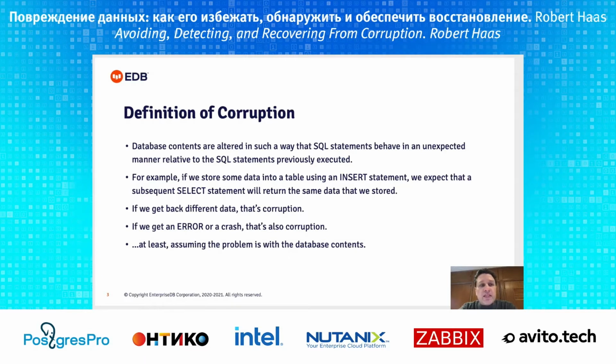So if that's the case, and if we get back different data than what we originally put into the database, that is corruption. If we get an error or a crash, that's also corruption, provided that the reason why those things are happening is because of some unexpected alteration to the contents of the database. If that's not the issue, if the database hasn't been altered, or if that's not the reason for the problem, then we might just have a plain old bug. But for this talk, we're going to be focusing on the corruption case.